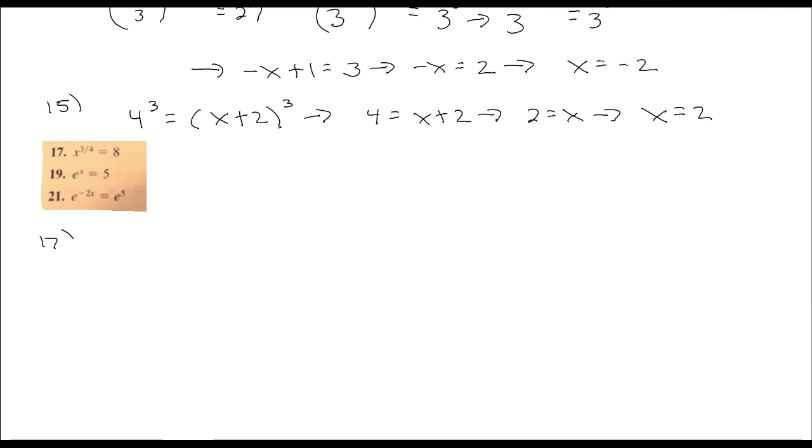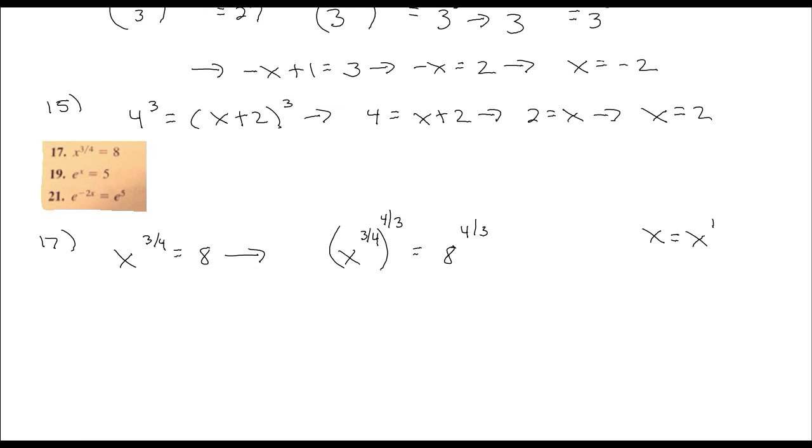So number 17, x to the 3/4 is equal to 8. Alright, now I'm going to do this one a little differently here. I want to know what x is, which is the same as saying x to the 1st power. Okay, so to do this, I'm going to raise both sides to the reciprocal power, so 4/3. Okay, because 3/4 times the 4/3 gets you 12 over 12, or 1. Okay, that's why I'm multiplying by the reciprocal of what they gave me.